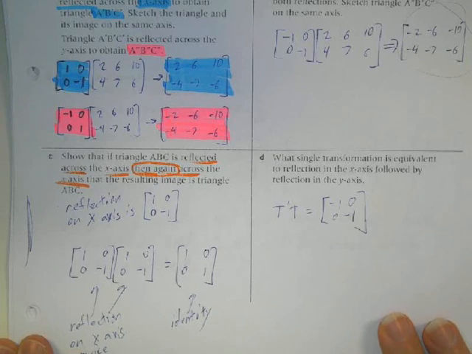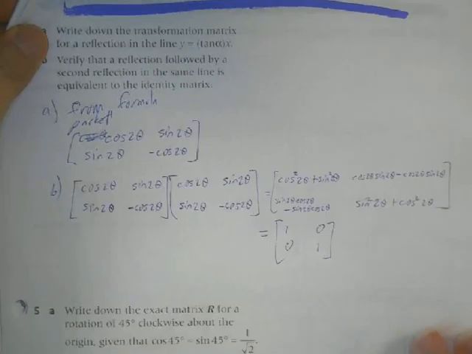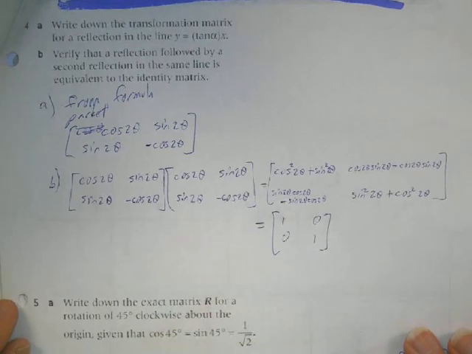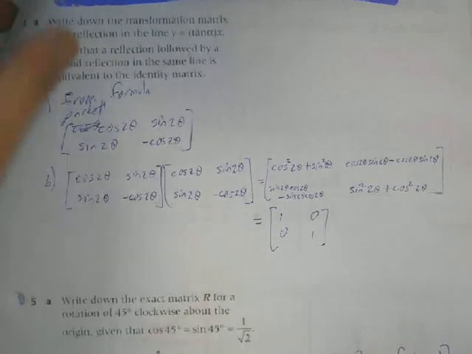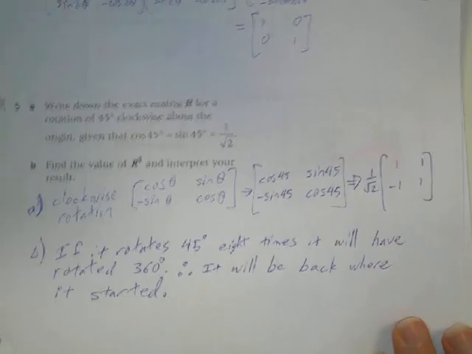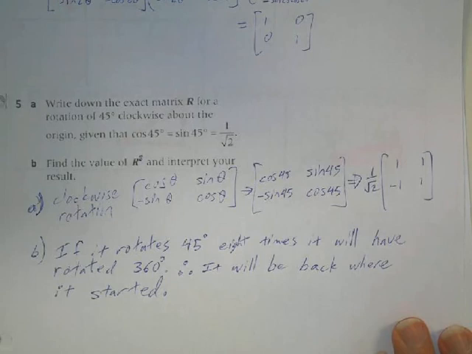Okay, check your answer for C and D. Hit pause. Okay. Next, question number 4. You may want to hit pause and think about this one. Okay, question number 5. You may want to hit pause. Okay, and that's it.